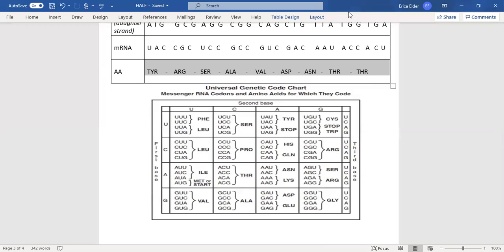All right, so that is going to be your code for your amino acids. And this will complete our RNA and DNA and amino acids. So once again, I wish you happy studying and you have a wonderful day.